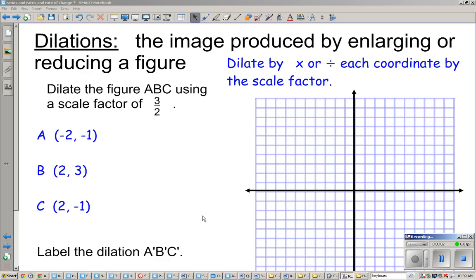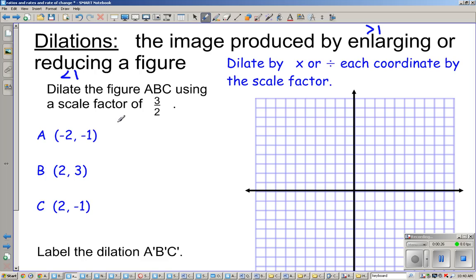Today in 8th grade, we're going to be working on dilations. Dilations are images produced by either enlarging or reducing a figure. And one thing I want you to remember is that if it's an enlargement, we're going to again talk about a scale factor. The scale factor is going to be greater than 1. If it's a reduction, we're going to find that it's going to be less than 1.